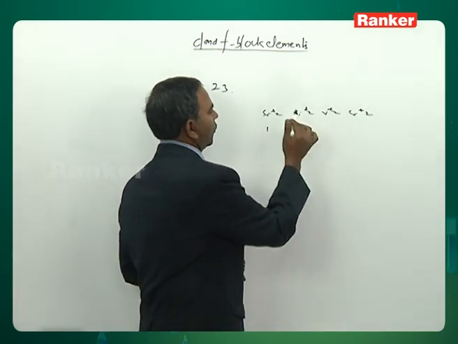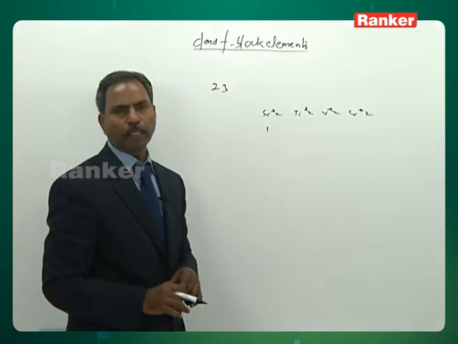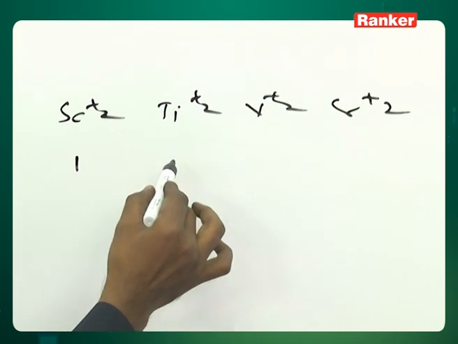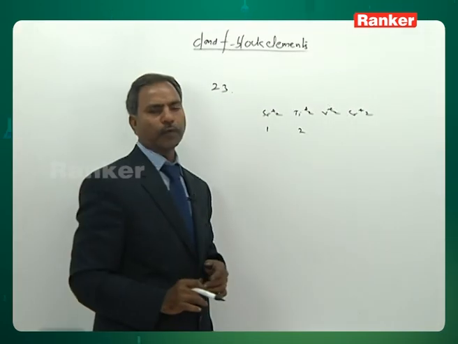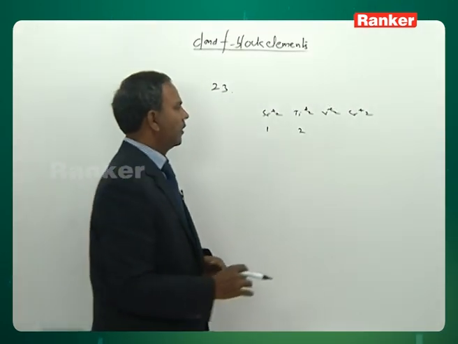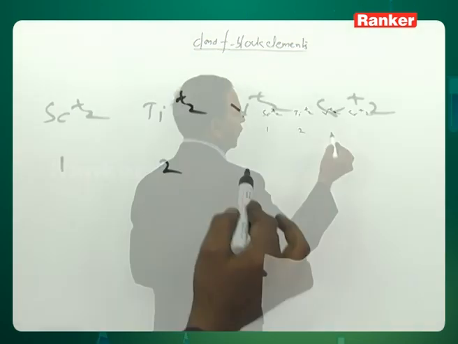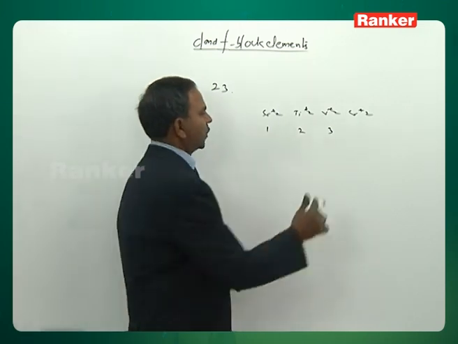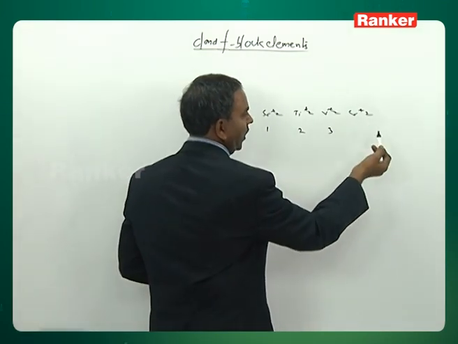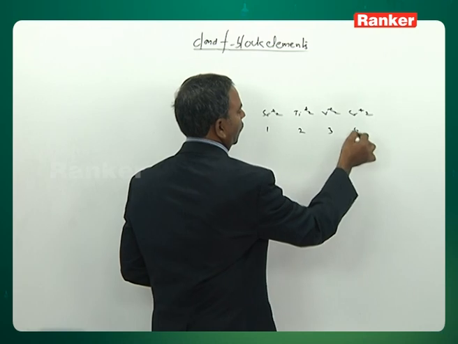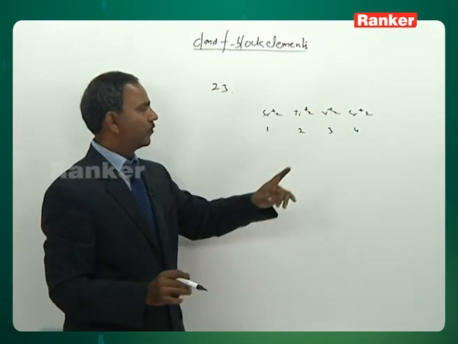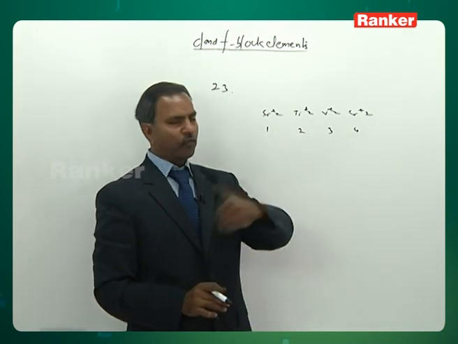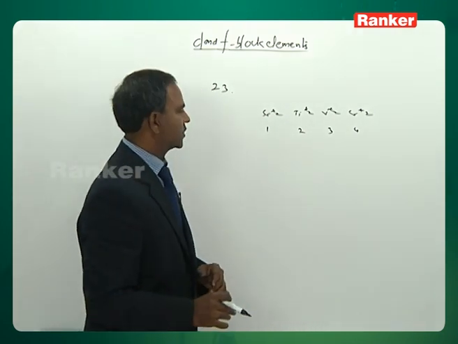Coming to titanium plus 2, we check. 22. d2 s2. Plus 2 means it is 2 unpaired electrons. And again, vanadium plus 2. 23. d3 s2. Plus 2 means what? 3 unpaired electrons. Coming to chromium, d5 s1. Plus 2 means 4 unpaired electrons. So these are the numbers of unpaired electrons among these ions. Now you go for the options, which option is correct.